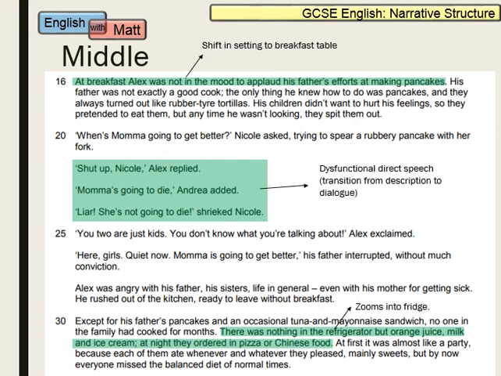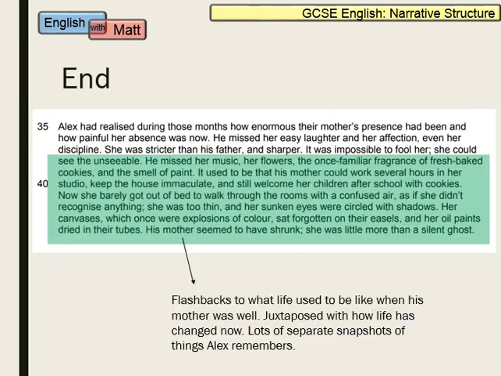Alex was angry with his father, his sisters, life in general, even with his mother for getting sick. He rushed out of the kitchen, ready to leave without breakfast. Except for his father's pancakes and an occasional tuna and mayonnaise sandwich, no one in the family had cooked for months. There was nothing in the refrigerator but orange juice, milk and ice cream. At night they ordered in pizza or Chinese food. At first it was almost like a party, because each of them ate whenever and whatever they pleased, mainly sweets, but by now everyone missed the balanced diet of normal times.